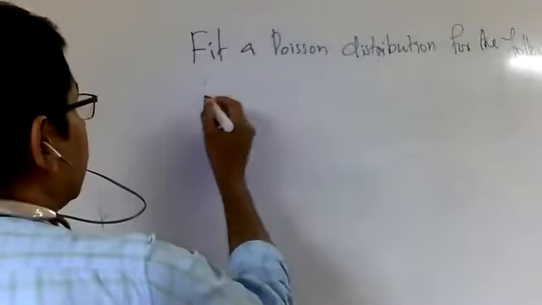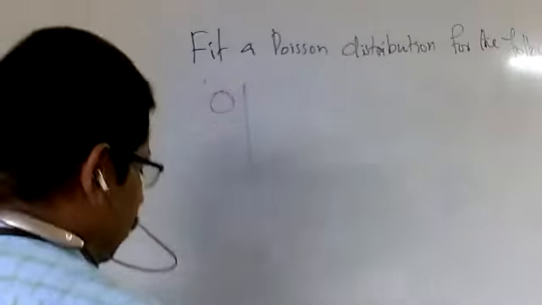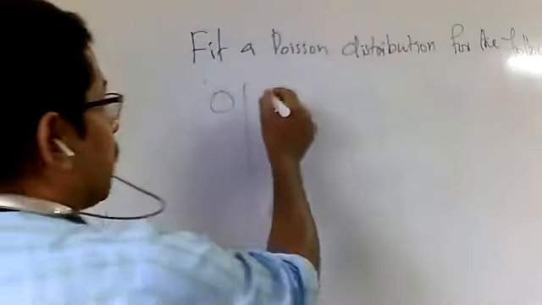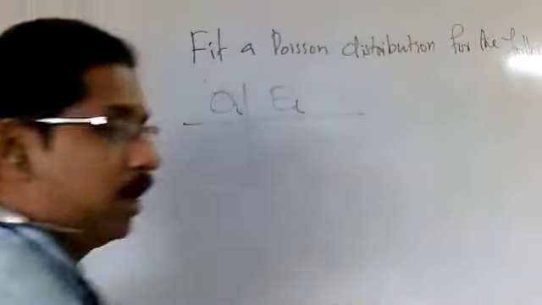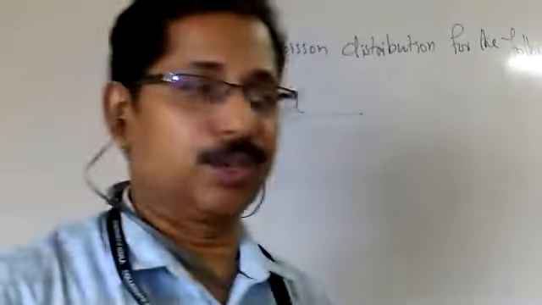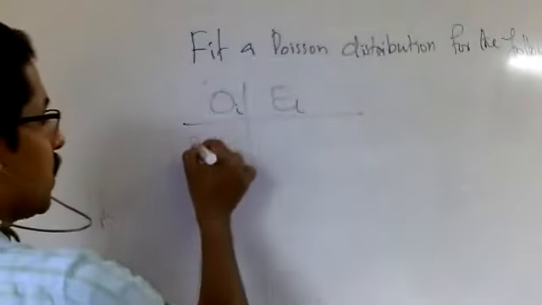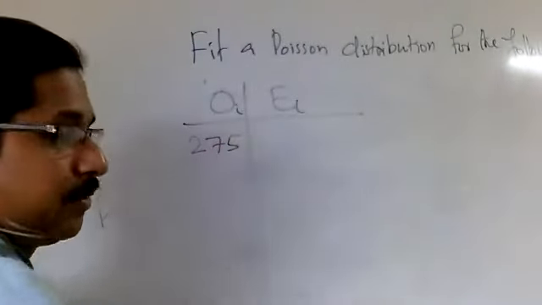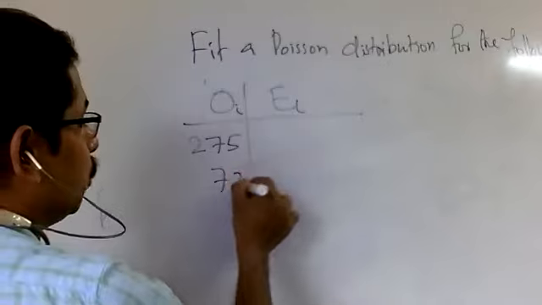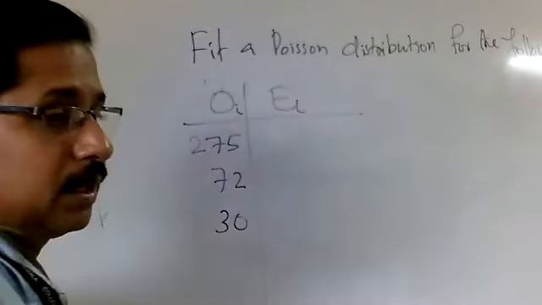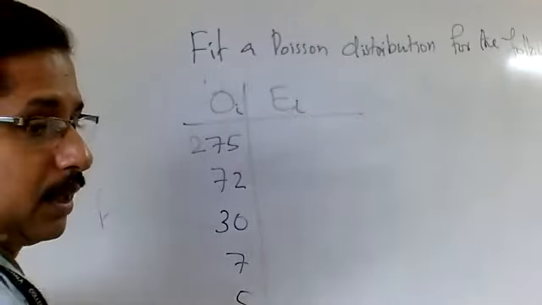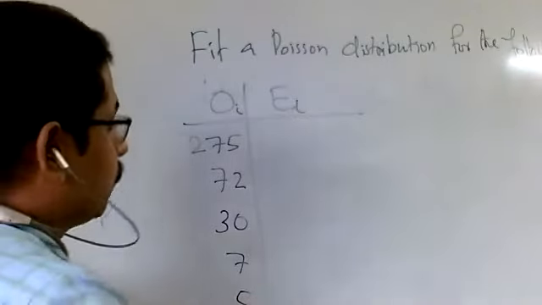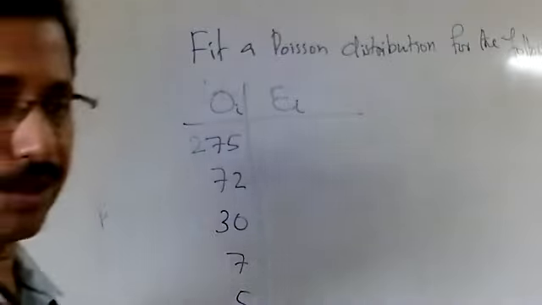First of all, I am noting the observed value, then its expected value, OI, EI. What are OI? OI means observed frequency. What are the observed frequencies? First case 0, it is 275, then 72, 30, 7, 5, then 2, 1. These are the observed frequencies.